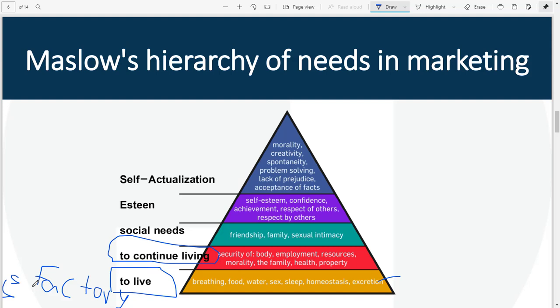But what else do you need to continue living? Maybe you need some tools. Some tools are replaceable, and some of them are irreplaceable. But you need some tools. Then what do you need? What else do we need? People need social. People have social needs.